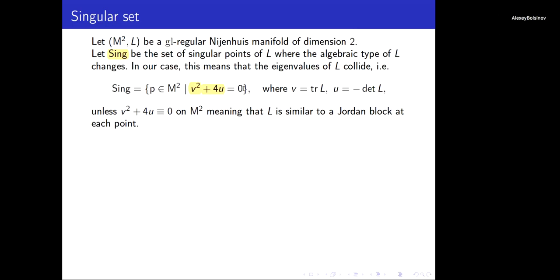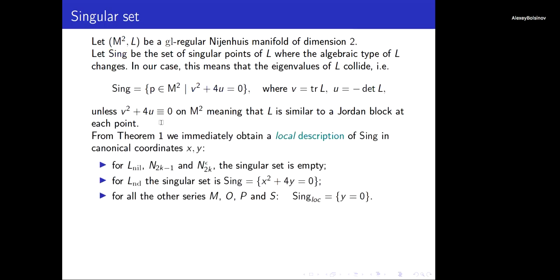This is basically the description of the singular set, except for the situation where the discriminant is identically zero. In this case, L is similar to a Jordan block at each point, and therefore the singular set is just empty. There are no singularities at all. Good. Let's see what happens depending on what kind of singularity we have. We have this theorem. We just look at the formulas for u and v in this theorem, and immediately we see what happens.